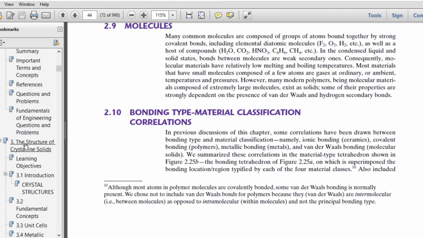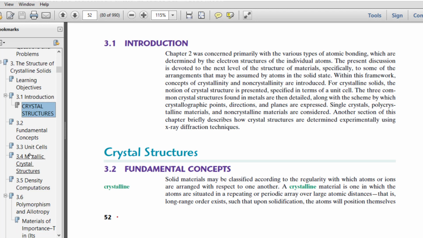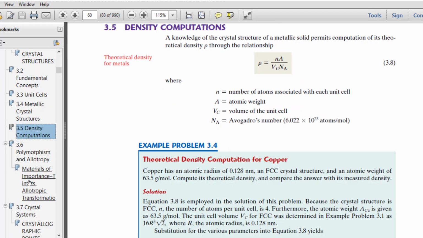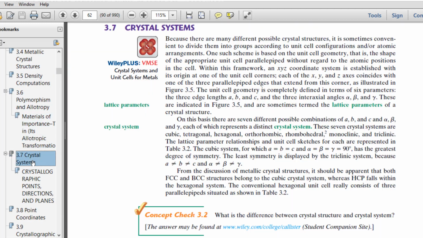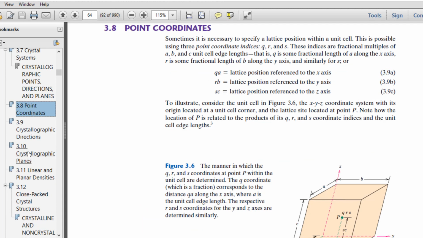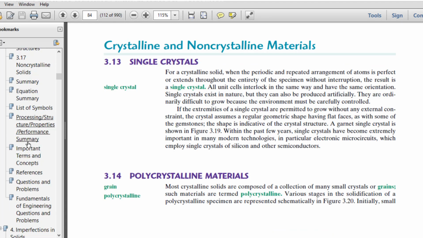Okay, now let us move to chapter 3. Okay, chapter 3 is such a chapter which is the initial thing which a metallurgist studies when he goes to college, or some other branches also study it. So chapter 3, no doubt you have to read every section: polymorphism, allotropy, crystal systems, point coordinates. You read every section of chapter 3.